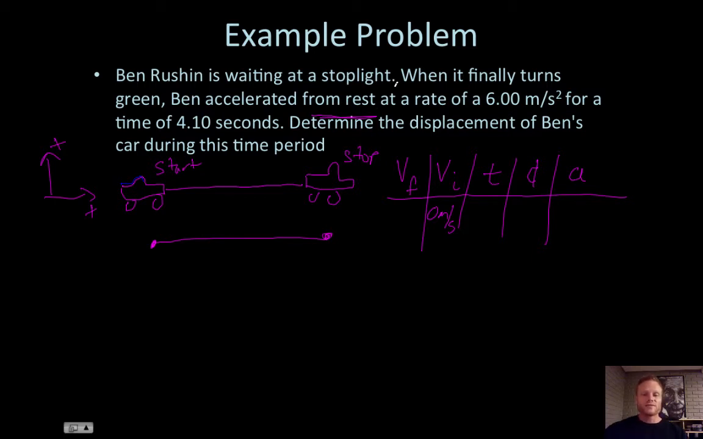So Ben accelerated from rest at a rate of 6.0 meters per second squared. So he is accelerating at positive 6 meters per second squared. Notice how I put the sign down here of positive. I know it's annoying maybe to write positive, but I think it's a really good habit to get into. Then, for a time of 4.1 seconds.